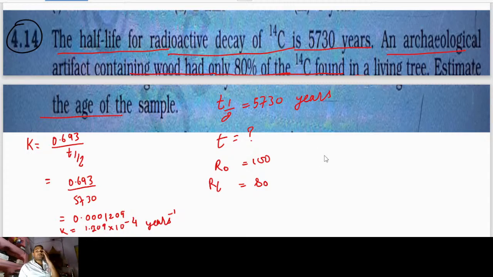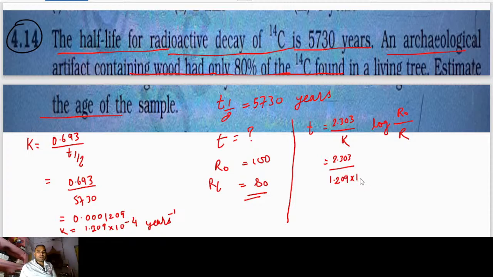Now what we have to do, student, here K value we got to know. So they are asking T value, in what time it will reduce to 80%. So T is equal to 2.303 from the first order divided by K. Here log is there, it is R naught upon R. So 2.303, K value is 1.209 into 10 power minus 4, student, and here is log. R naught initial value will be 100, so final will be 80.